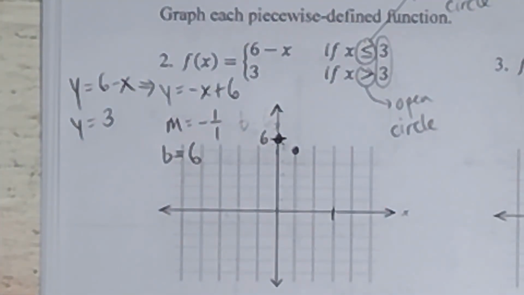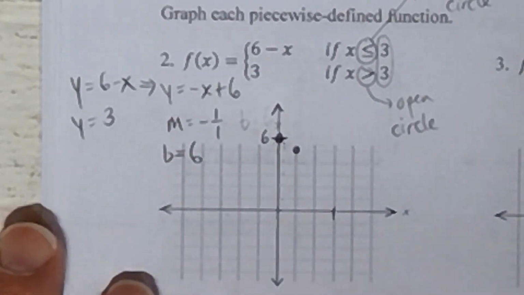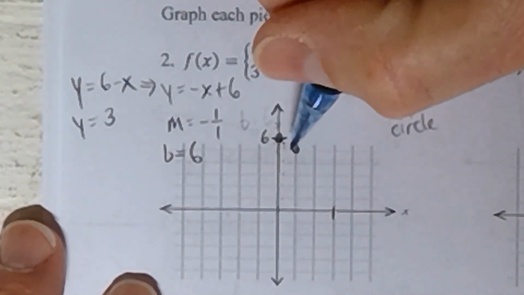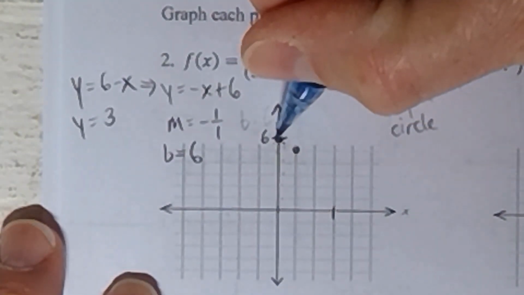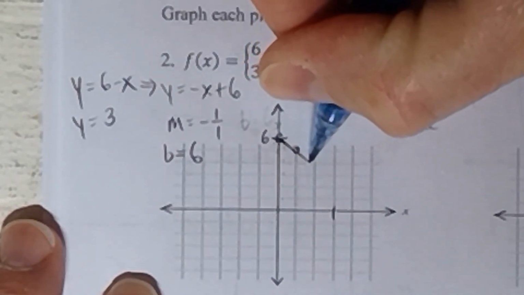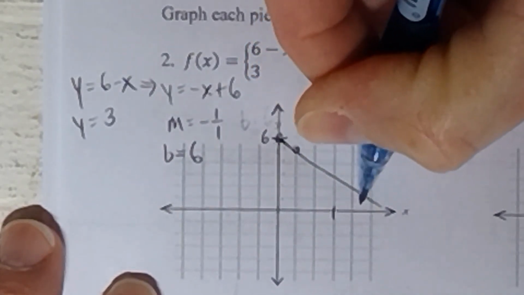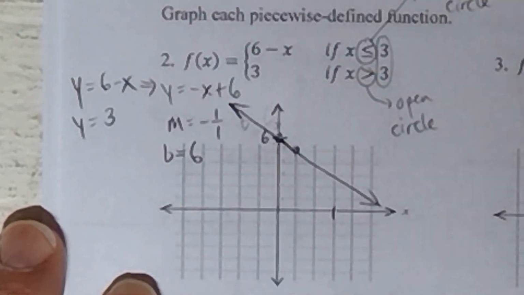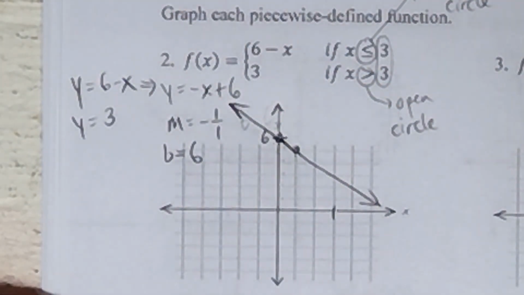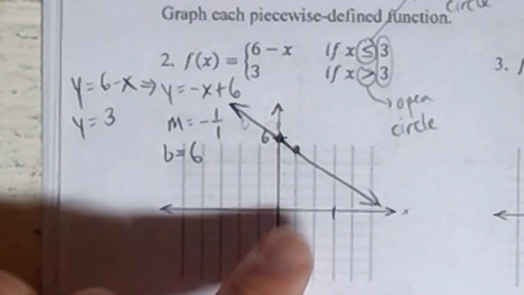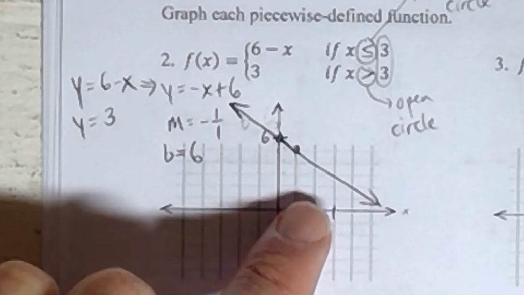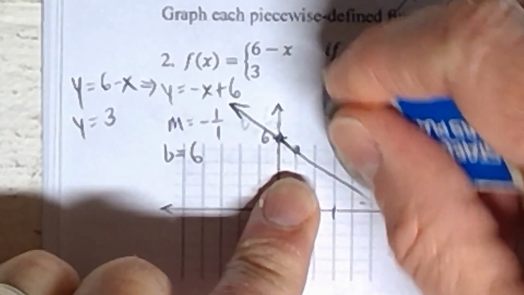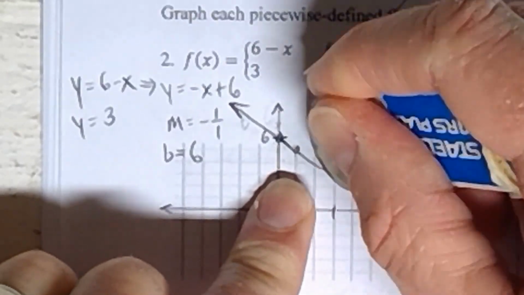Now again, draw this lightly because we're going to eventually need to erase it, so we don't want to draw it too dark yet. But we're going to get this right here, all right, like that. But what did it say? It says we only want to keep the part that is to the left of the 3. So let me erase off that part right there.